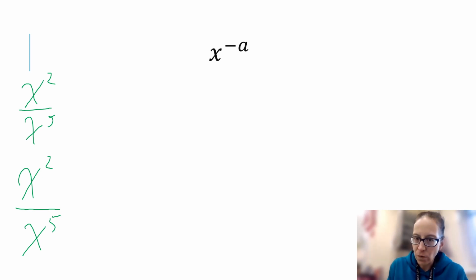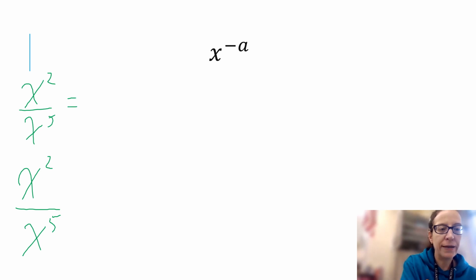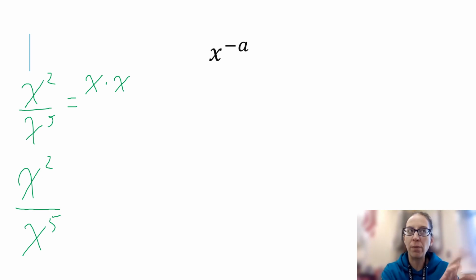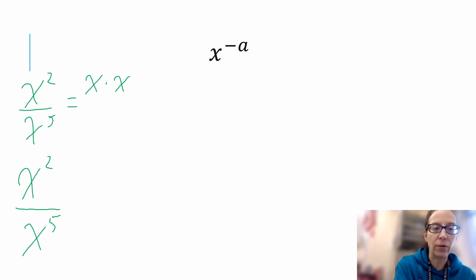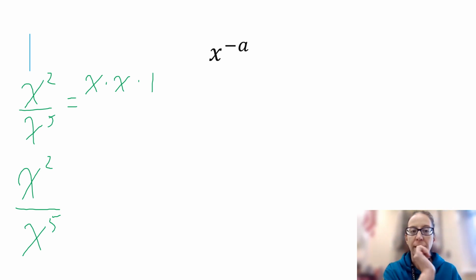So this is x squared over x to the 5th. On the numerator, this is x times x. Now I'm going to do something here that you probably would not think to do on your own, but it'll make sense why I'm doing it. Hopefully we can all agree that I could do x times 1. Multiplying it by 1 isn't going to change anything. Sure, Miss Taylor, if you want to do x times 1, go for it. I don't know why you're doing it, but go for it.